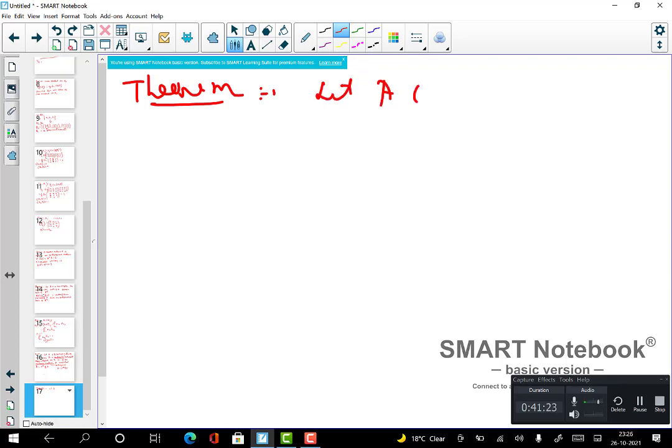So let A belong to n cross n over C, a complex matrix. For real matrices, you can do the same theorem for orthogonal equivalence, but I am doing it for complex. The same thing you can do for the real field also. So suppose you have an n cross n matrix over C, then A is normal. This is a very important theorem that I was just telling.